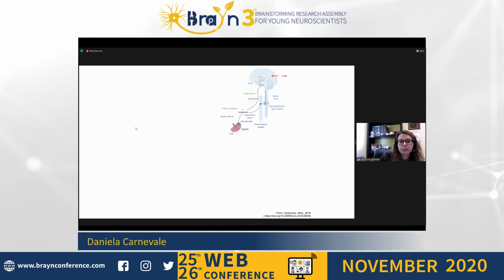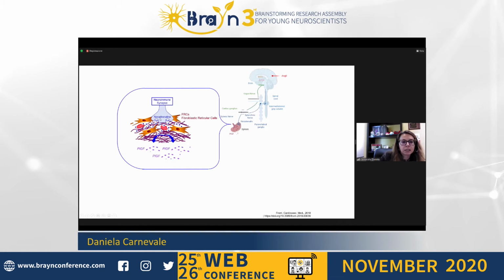Thus, summarizing this first part of the data, we can see that angiotensin II activates the brain, that through a vagus-splenic connection releases noradrenaline in the spleen to promote PLGF expression. But what happens inside the spleen when the PLGF is released?